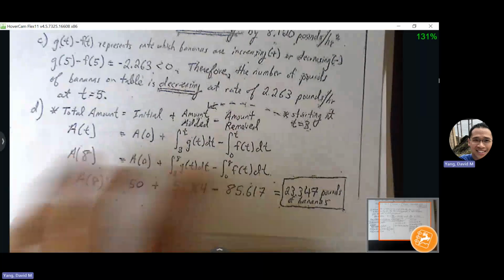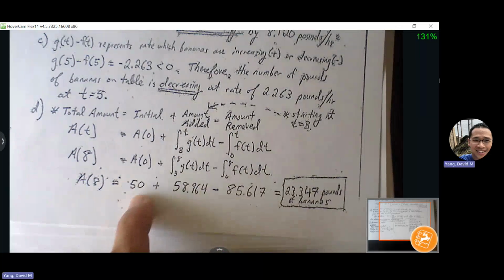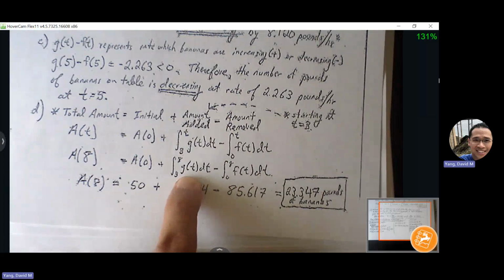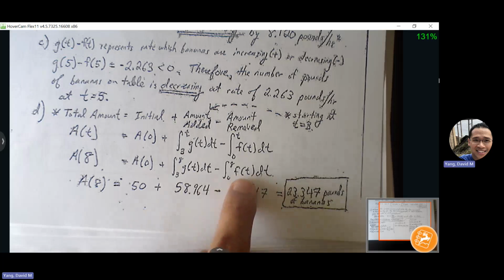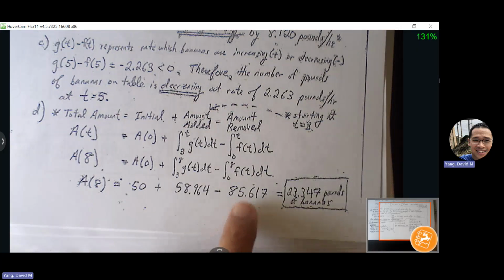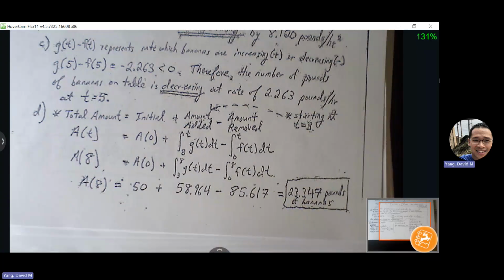So I'm just plugging in 8 for A of t. I know A of 0 is 50. Integral from 3 to 8, that's a calculator process there. I get 58 bananas have been added to the banana stand between the third and 8th hour. And then between 0 and the 8th hour, 85 bananas have been removed from the stand by the customers. So 8 hours in, there's 23 pounds of bananas on the table.